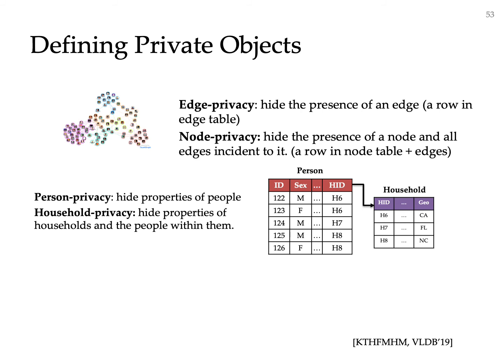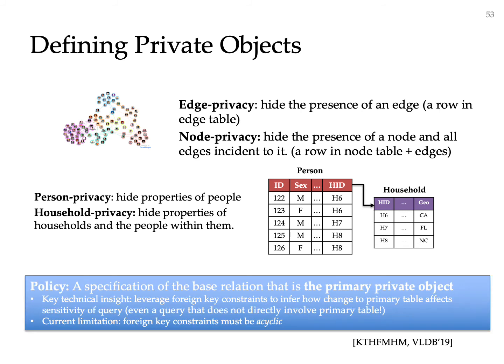To automatically handle this case, in Private SQL, the authors propose a semantic privacy notion called policy. It defines one of the relation tables to be the primary object, and then it can leverage the foreign key constraints between the tables to track which tables are also protected, and calculate the sensitivity of a query correctly. But the current limitation is that the system only considers select foreign key constraints.